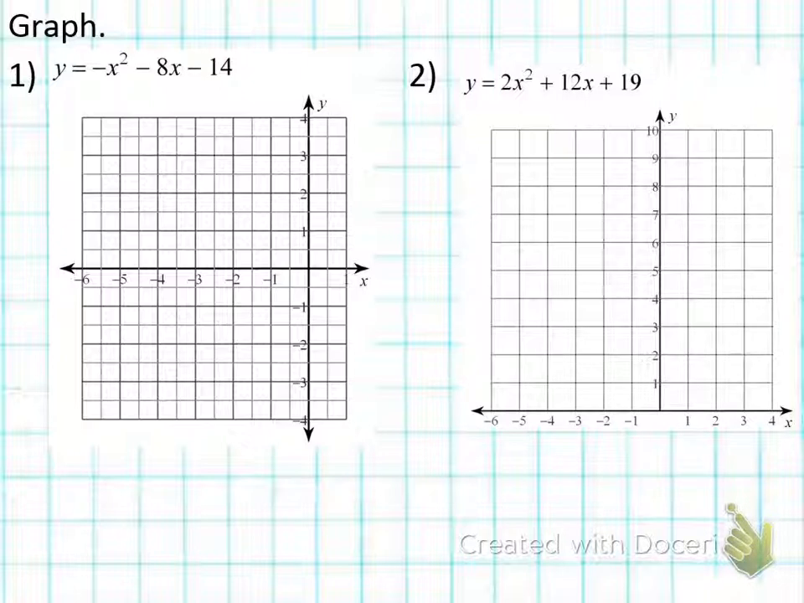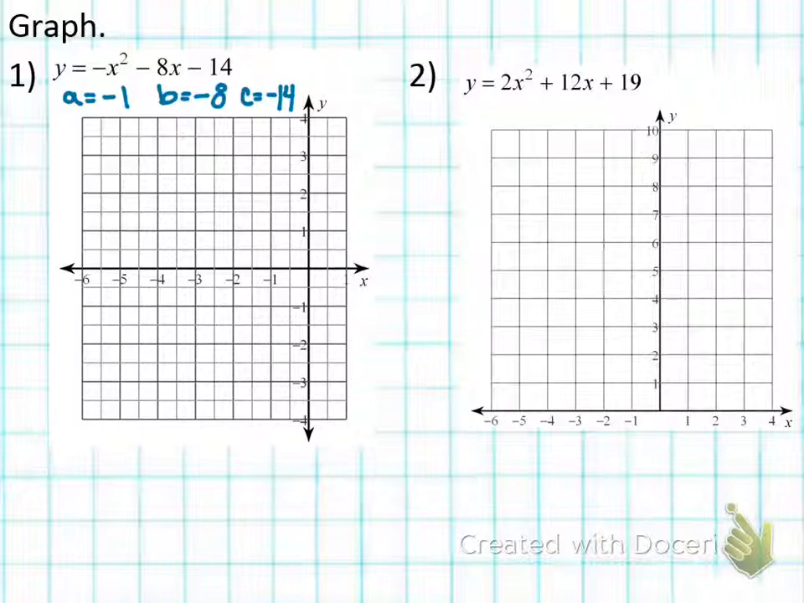Alright, so we are going to start with number 1. Go ahead, just put your pencils down and watch as I go through number 1. Okay, so first, I'm looking at my equation. I see, yes, it's in standard form, right? So my a is negative 1, b is negative 8, and c is negative 14.